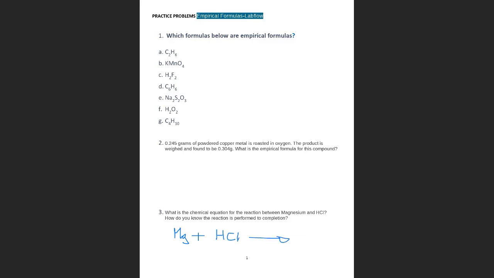In the reaction, we are going to obtain a white powder of magnesium chloride that is a solid, plus hydrogen gas. And here goes a 2. We balance the equation. So this is the chemical equation.